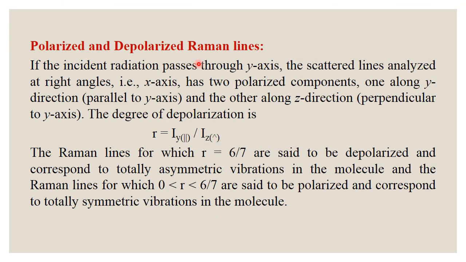Polarized and depolarized Raman spectra. அதாவது incident light passes through the y-axis. The scattered light is analyzed at a right angle, that is the x-axis, and has two polarized components. ரெண்டு polarized component இருக்கும். ஒன்று வந்து along the y-axis, parallel to the y-axis, and the other along the z direction, perpendicular to the y-axis. ஒன்று வந்து y-axisக்கு parallel இருக்கும். Another one is on the z direction, perpendicular to the y-axis.